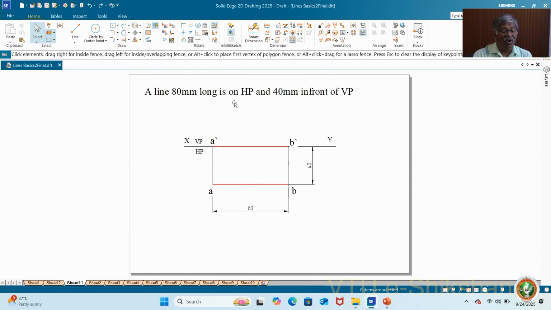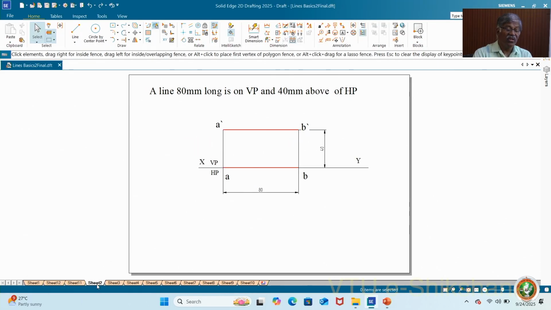A line is 80 mm long, is on HP and 40 mm in front of VP. That means it is parallel to and in front of VP by 40 mm. So this is the line representing top view, and since it is on HP, the projection line should be on XY line. This is A dash, B dash, front view. Now let me take you to the reverse problem of this, that is 80 mm long on VP and 40 mm above HP. That means 40 mm above HP and parallel to HP. So parallel to HP and on VP. So this is 40 mm. This is how you represent the projection of this problem.